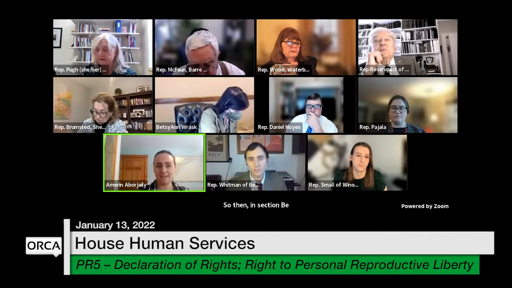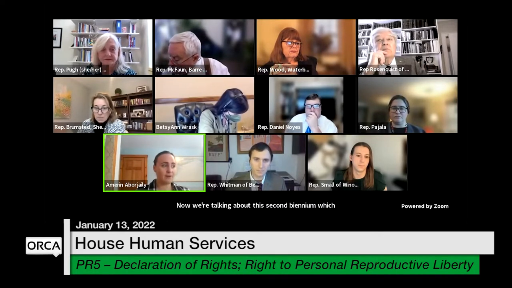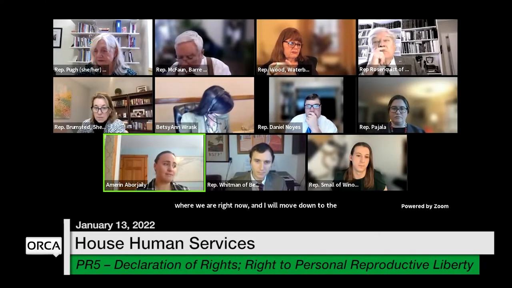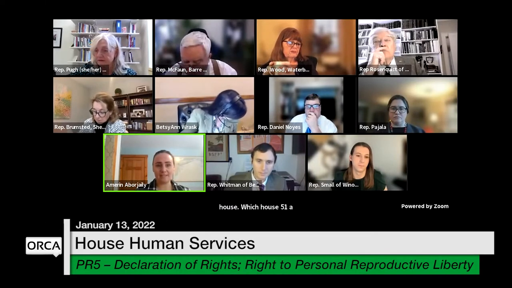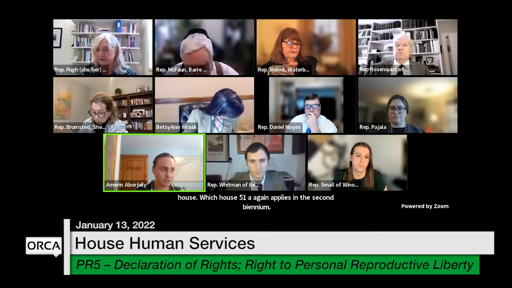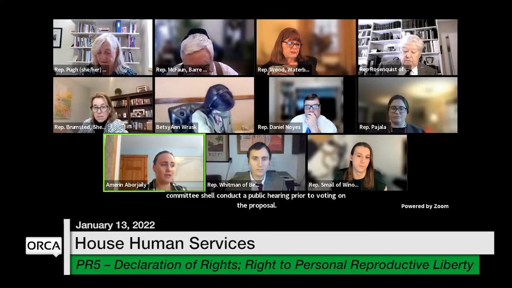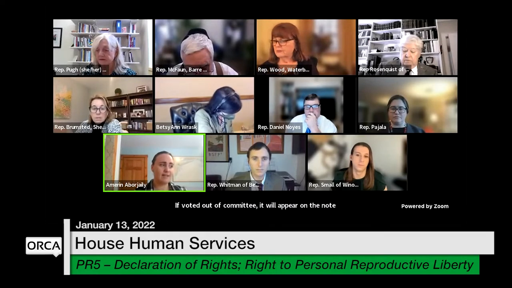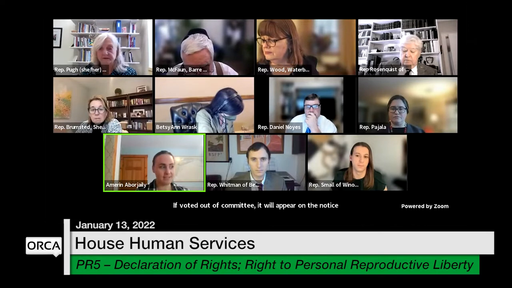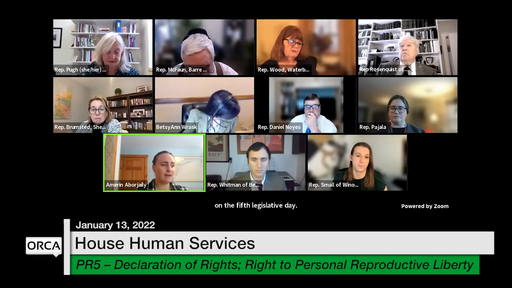So then in section B, now we're talking about this second biennium, which is where we are right now. And I will move down to the House, which House 51A again applies in the second biennium. So the proposal is referred to the Committee of Jurisdiction. If the proposal is considered, the committee shall conduct a public hearing prior to voting on the proposal. If voted out of committee, it will appear on the notice calendar for 4 legislative days and be up for action on the 5th legislative day. The House must concur with the proposal by a majority of the House.